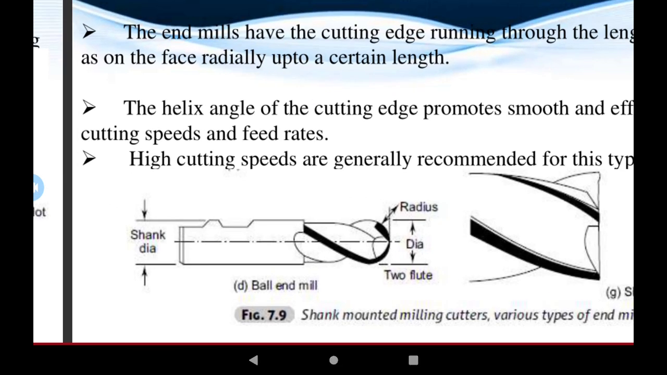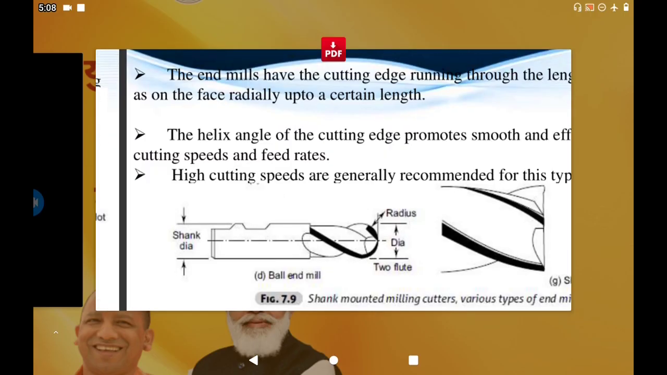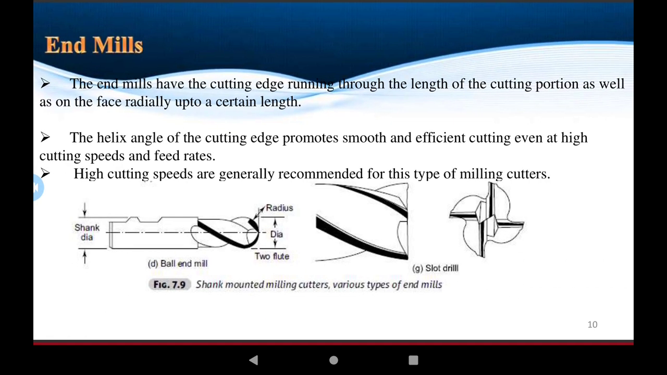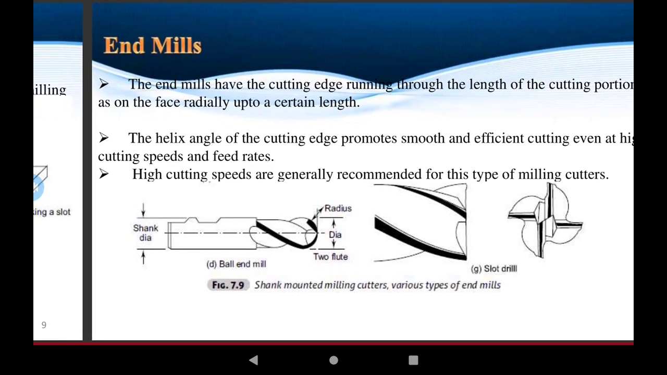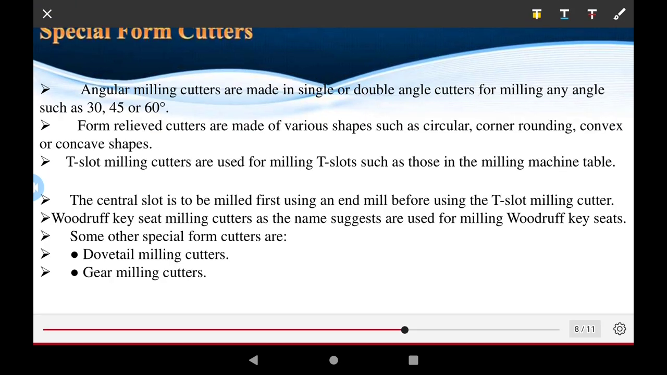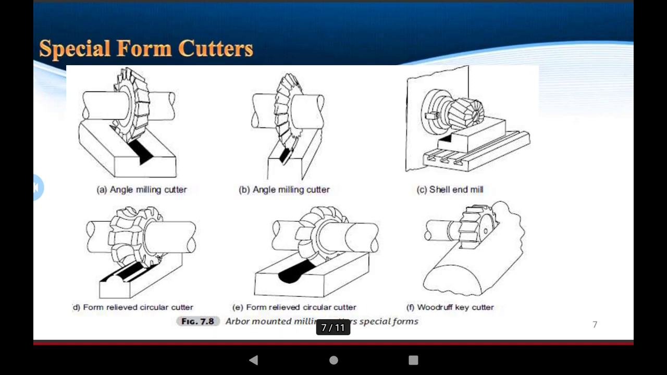And some of the types are used for the operations. Okay, and this is the end milling operation. The end mills have cutting edges, the running teeth, along the length of the workpiece, as well as on the face, readily upward to a certain length. Okay, and some of the lengths are used for manufacturing operations, and some are required for the cutting operation.